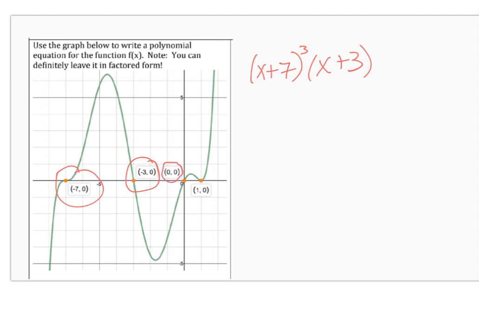At 0, I'm going straight through. That just gives me an x. And at 1, we are bouncing. So that gives us x minus 1 squared. Because the y-intercept is going to be 0 as well, we don't need to worry about any number out front for this.